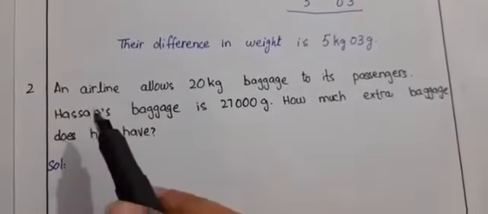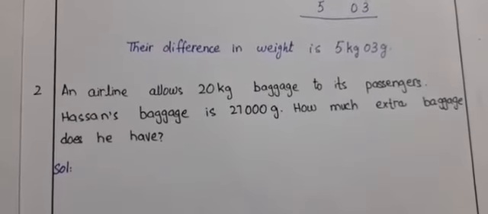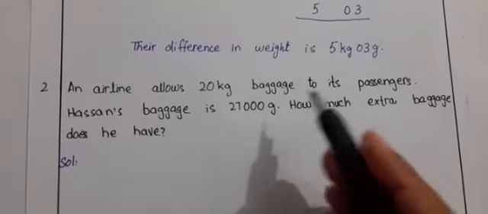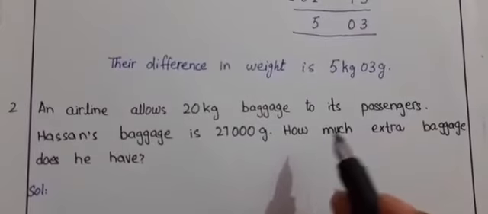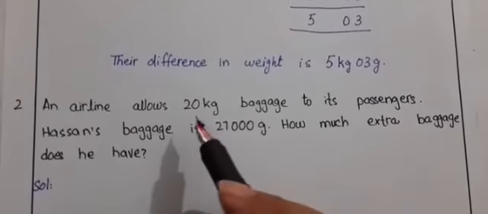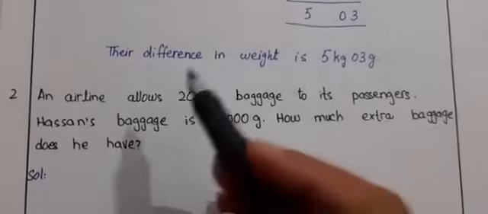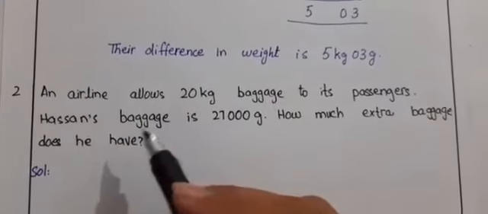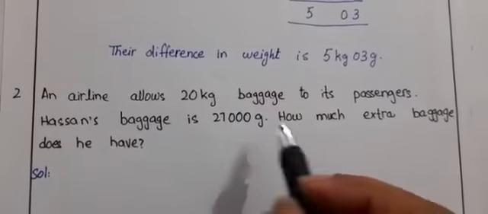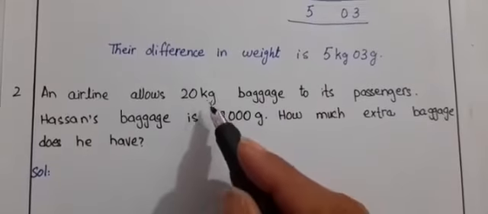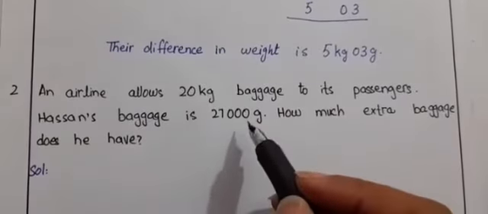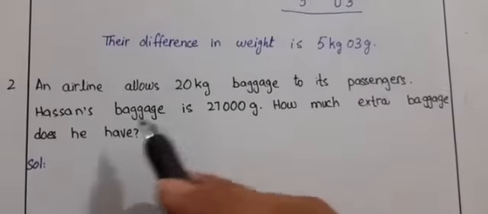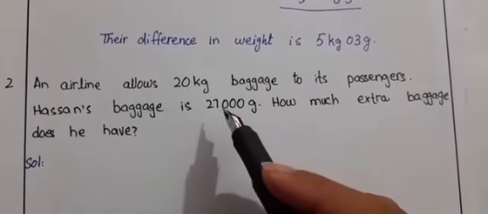After doing first word problem, boys, we will move toward our second word problem, and you can see over here, an airline allows 20 kilogram baggage to its passenger. When we take flights, they tell us we can take only this much thing for free, and if we have to take more, then we have to pay the tax. Hassan's baggage is 27,000 grams. This is in kilogram, this is in gram. There is a difference. We have to tell how much extra he has.